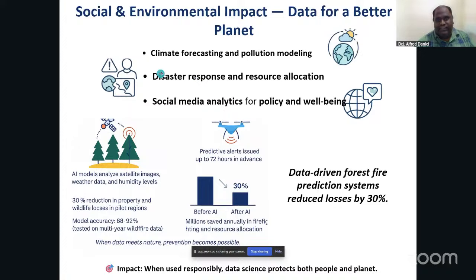So for this data, disaster response as well as resource allocation, you need AI, which is an integral part to drive. And the next one, social media analytics, which we are aware, where all the policies and well-being are developed through a specific data science. Fine. So this is important.